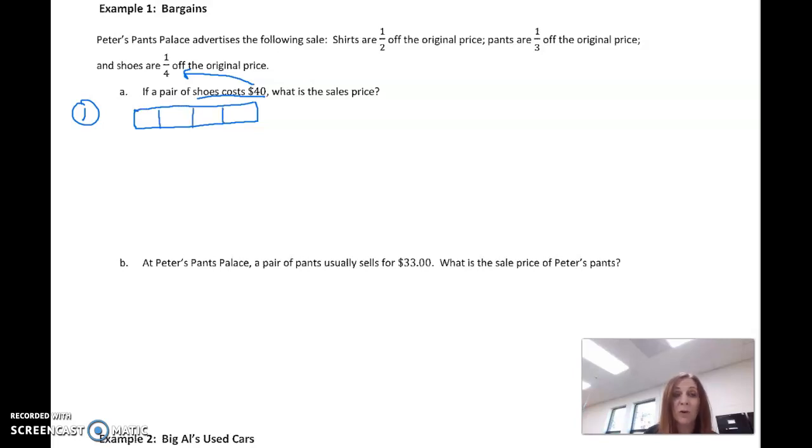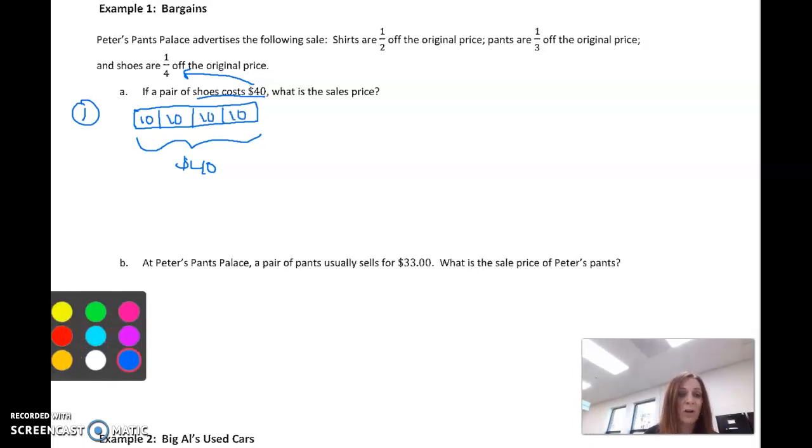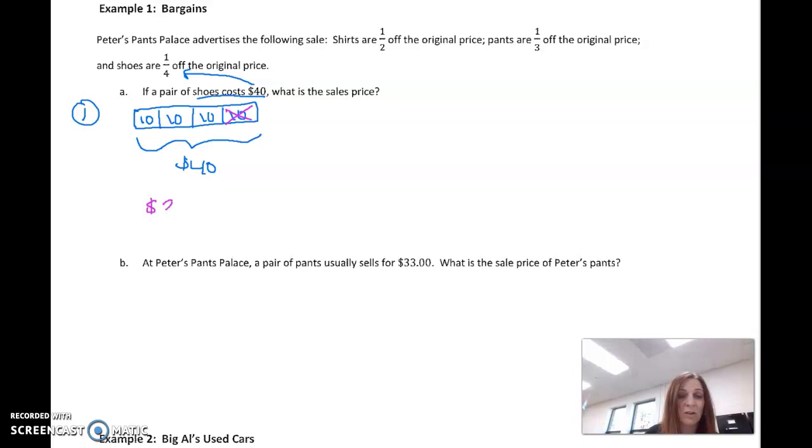If I break that up into 4 parts, because they cost $40, each one of them would be $10 because 40 divided by 4 is 10. And if we want to know the sales price, well, we're taking 1/4 of those off. So if I get rid of this one, I have 10 plus 10 plus 10, which is $30.